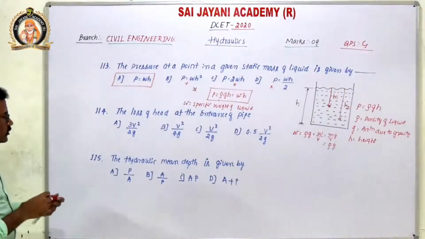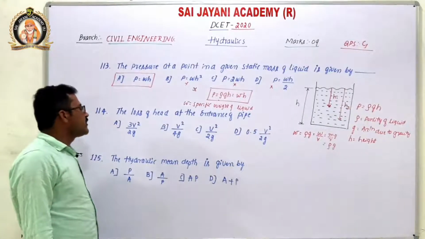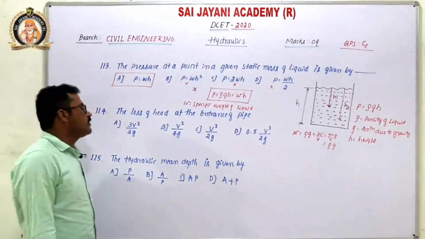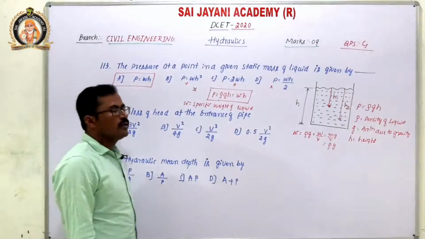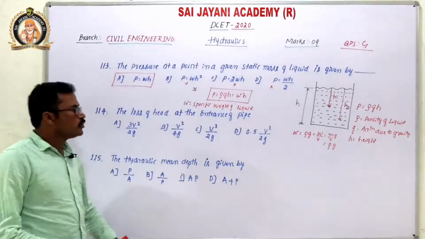So moving to next question, question number 114. The loss of head at the entrance of pipe. Option A, 3 by 2 v square by g. Option B, v square by 4g. Option C, v square by 2g. Option D, 0.5 into v square by 2g.